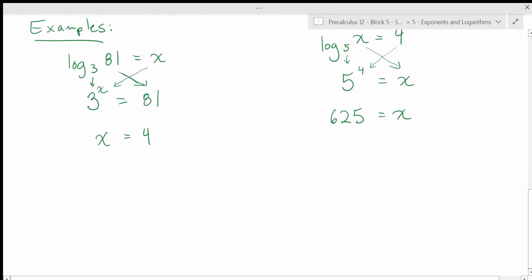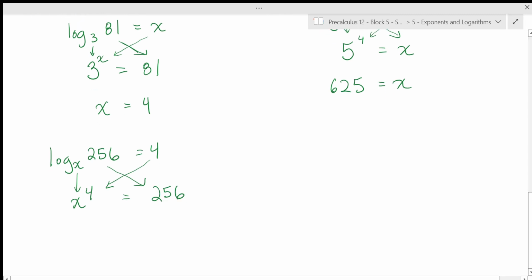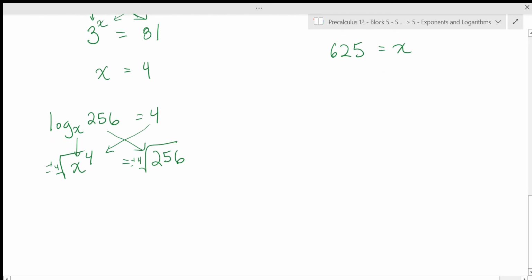Okay, now I'm going to look at log base x of 256 equals 4. I get x to the power of 4 equals 256. Well, I know how to solve an equation that has a variable for a base and an exponent. I'm just going to take the plus and minus fourth roots of both sides. So I get x equals the fourth root of 256, and if I throw that into a calculator, I'm going to get x equals 4.